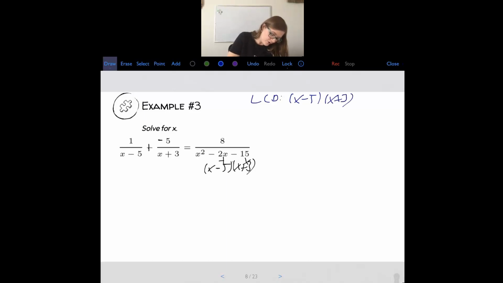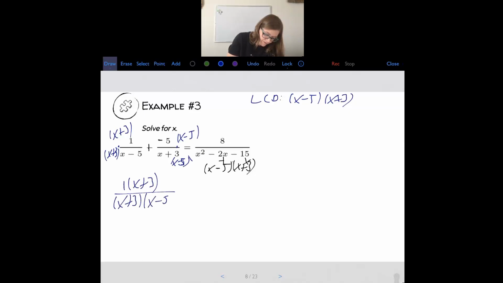So I'm going to start. We'll multiply this one by x plus 3. We need an x minus 5. And then the fraction to the right of the equal sign already has the least common denominator. Okay, so now I'm going to write out what I have. I have 1 times x plus 3 over x plus 3, x minus 5, plus negative 5 times x minus 5 over x minus 5, x plus 3, equals 8 over x minus 5, x plus 3.